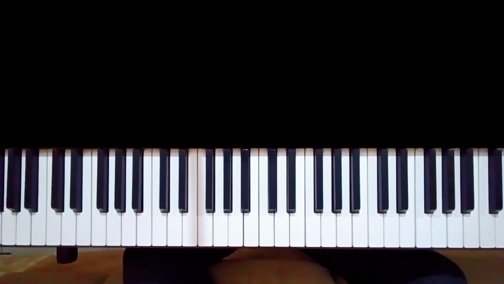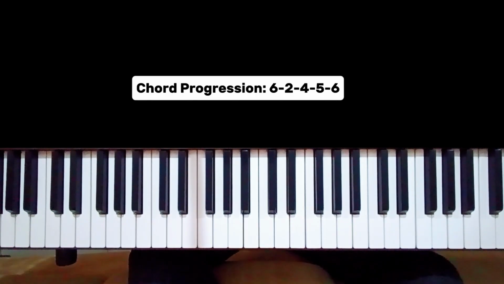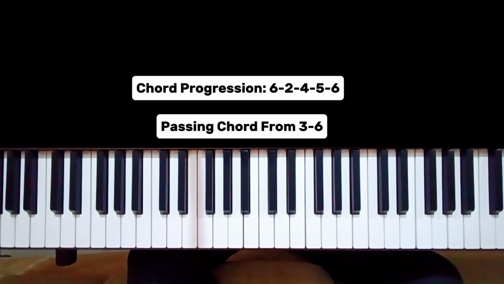For the chord progression for the verse, you're moving from your 6 to your 2 to your 4, 5, 6. So I'll repeat that. The progression is 6, 2, 4, 5, 6. Then you do a passing movement from your 3 back to your 6. Alright, so that's for the verse. So let's go to the chorus of the song.